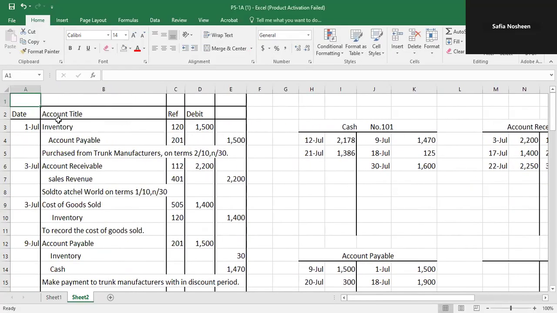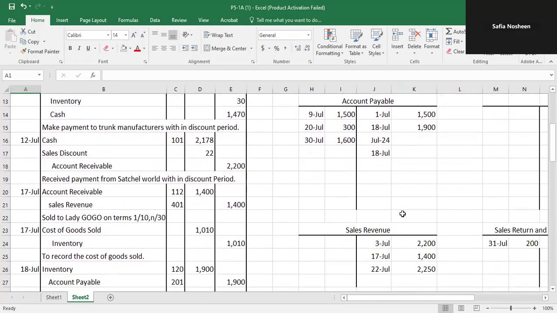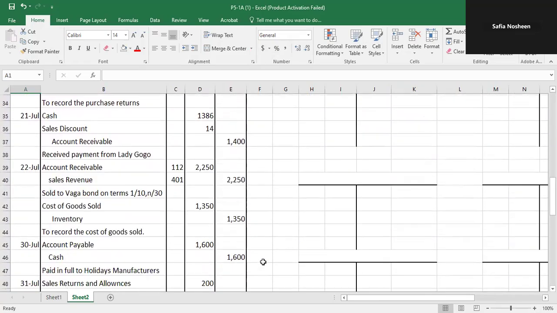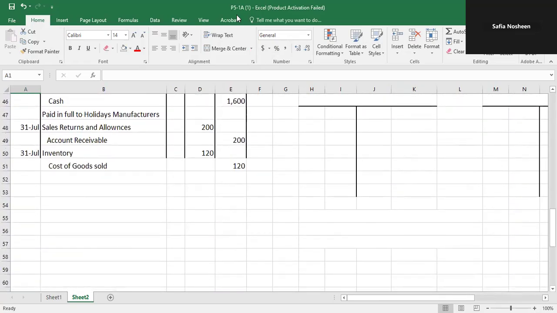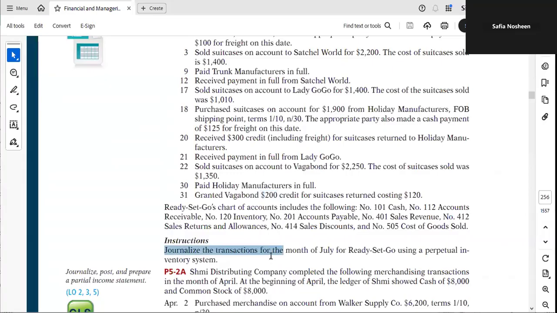We have done all the transactions on the journal, and then we have posted them to the T accounts. We were asked only to do this, only to journalize the transactions, so we have done this. So this problem is done here. Okay, thank you so much.